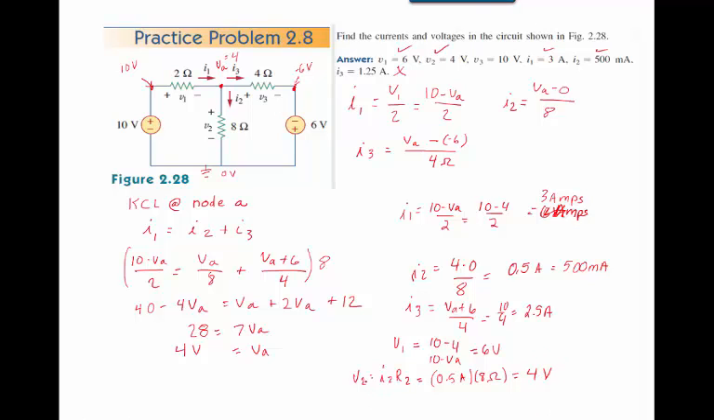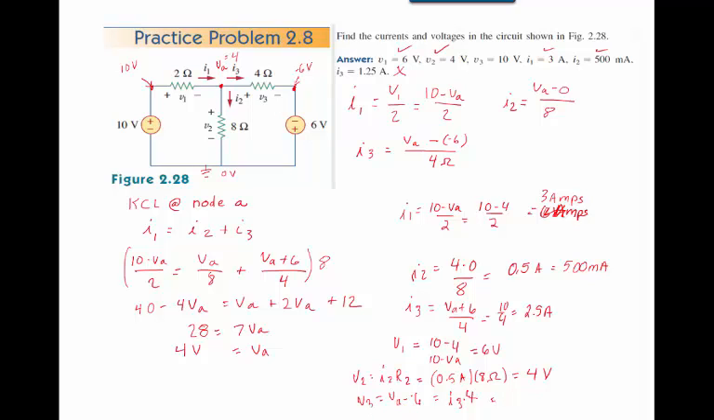Oh, and then finally voltage 3. Voltage 3 is VA minus 6. But what else could you do? You could do VA minus 6, and that would give you the voltage at 3. You could also say it's I3 times 4 ohms, and you should get the same answer, right? Either one's okay. Let's check.